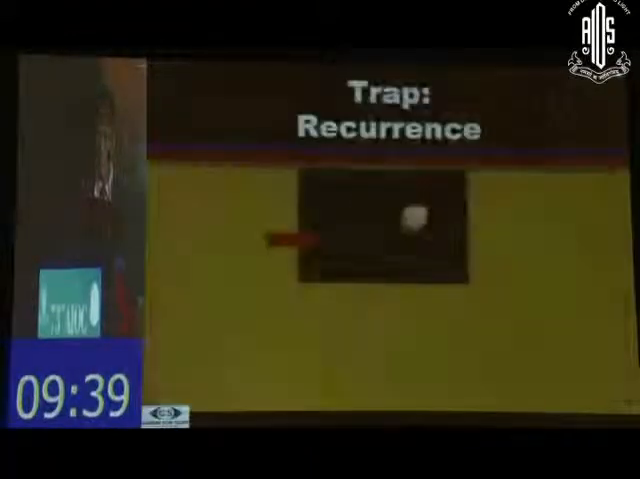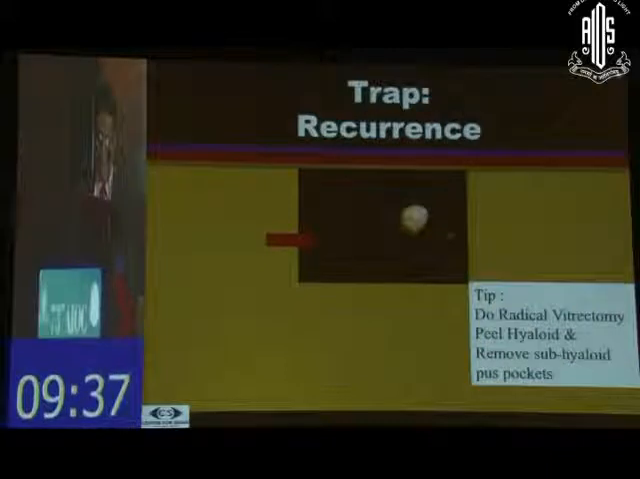You would see subhyaloid pockets of pus here, which were loculated, and with the help of a backflush needle, they will not come out till the time you remove this hyaloid membrane. And after the removal of this hyaloid, this patient did not have any recurrence at all. So it is important to peel off the hyaloid, even at the cost of creating some break somewhere. It does not matter, because infection is more important to tackle than the creation of this break. So do a radical vitrectomy and peel the hyaloid.